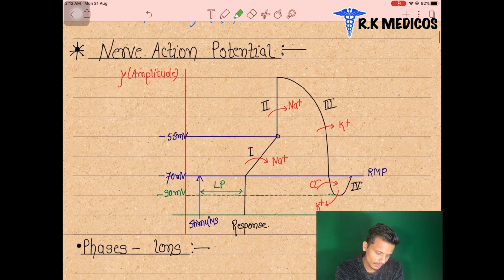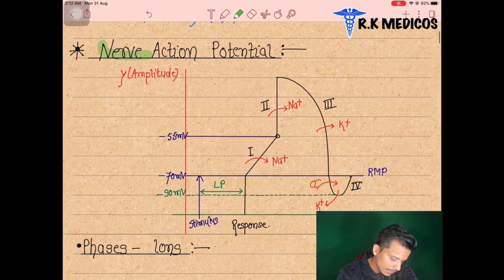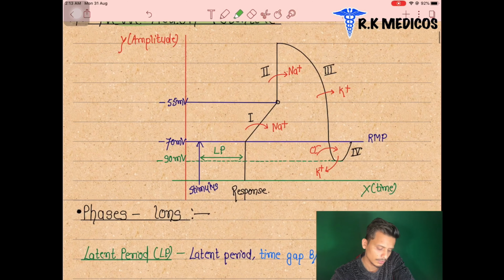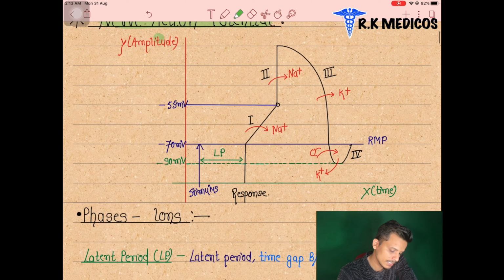Next, we can see the nerve action potential represented by a graph. How do we represent it here? Look at it: the y-axis represents amplitude and the x-axis is time. Minus 90 millivolt is the resting membrane potential and minus 70 millivolt is the threshold potential.